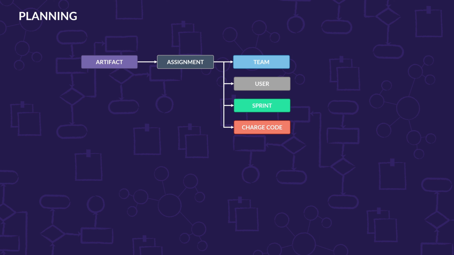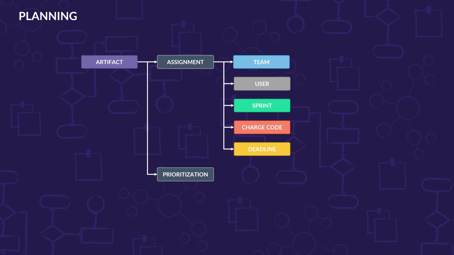In addition, if I'm doing work from an assignment standpoint, I might assign it against a particular charge code. Maybe my project or part of the project is for a specific department or a client or whatever. If your company uses charge codes, then we can associate charge codes against every single artifact in the system and track time against it. In addition, we can assign deadlines to any artifact.